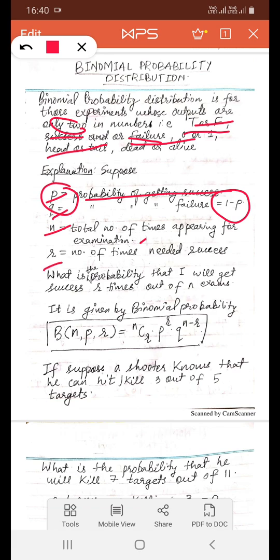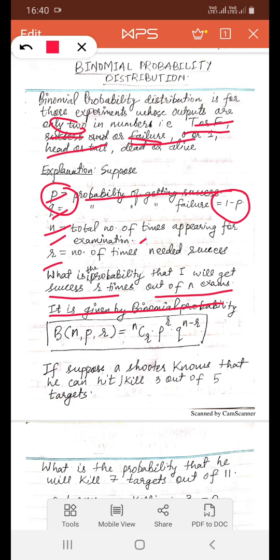And what is R? R is the number of times I need success. I need to clear that exam. Suppose out of 20, I want to clear 12 exams. So R is 12, N is 20. The question is, what is the probability that I will get success R times out of N exams? Such questions which have only 2 outcomes, either I'm going to pass or fail, we find binomial probabilities in such type of questions.